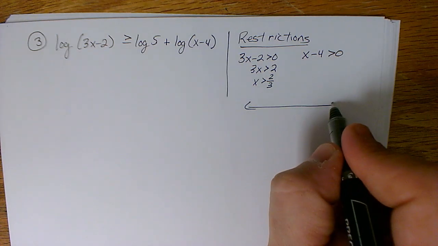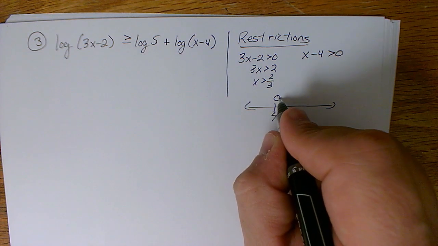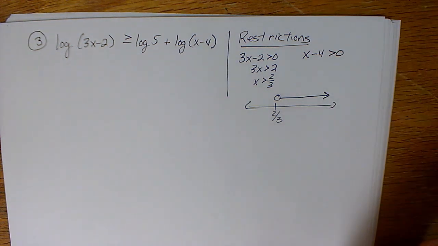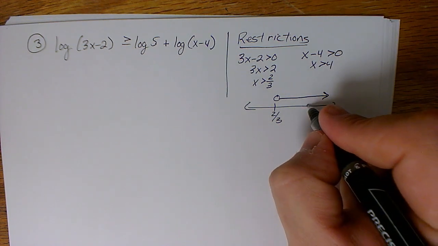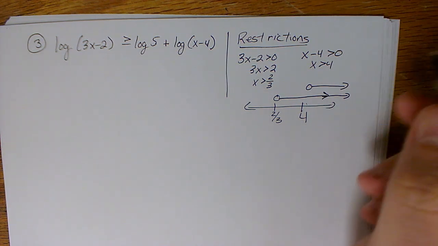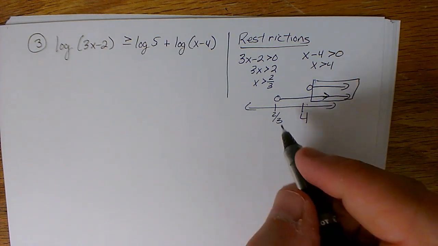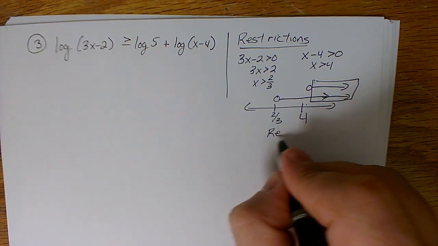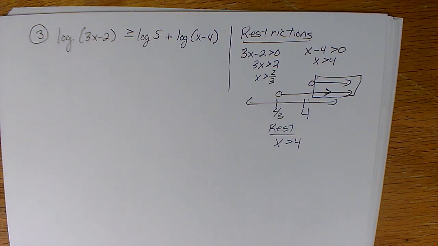Now I'm just going to go ahead and start a number line here. Say if I had 2/3, that would be that piece of the restriction. On this one we'll have x is greater than 4, so 4 would be out here somewhere. I'm going to make that a little longer just to emphasize. We're looking at where they overlap, which would be this interval. So the actual restriction would be x is greater than 4, because that's where the 2 overlap. So that's all that work before we even start the problem. So now it's time to start the problem.